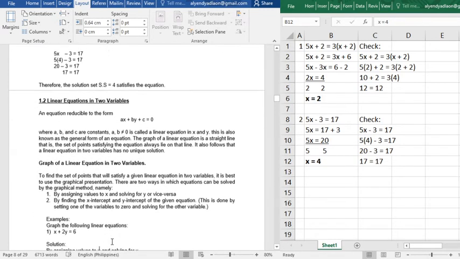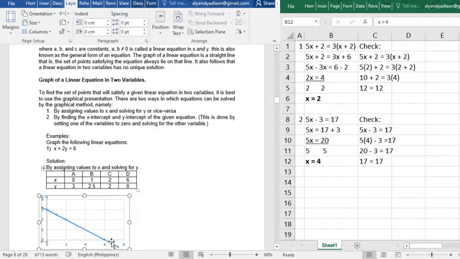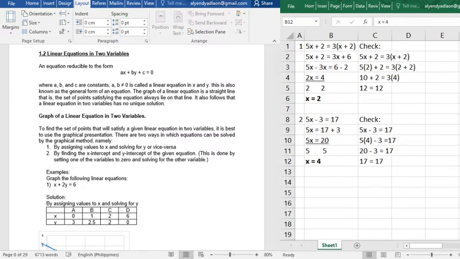Alright, now next we proceed to the next topic. We have linear equations in two variables.